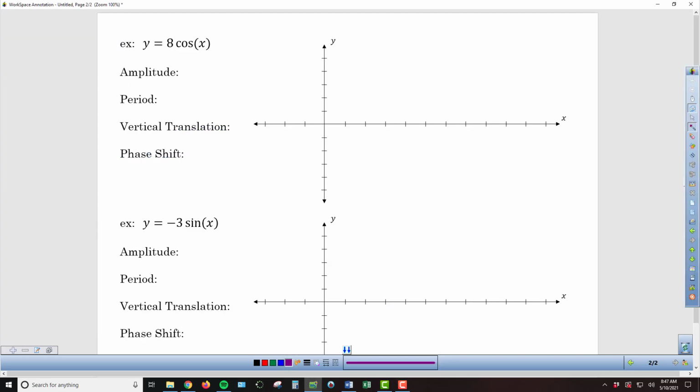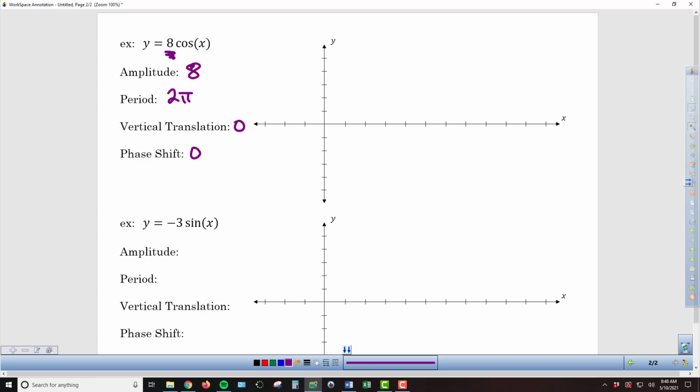For the next example, we see that we've got an 8 out in front of the cosine. So we're going to be working off of the parent graph for cosine, but now our amplitude is 8, meaning that the high points and the low points of the graph are not going to be at 1 and -1, but they're going to be at 8 and -8. But everything else is going to remain unchanged since we don't see any other constants introduced into our equation. So our period is still going to be 2 pi. We're not going to experience any vertical translation nor any phase shift.